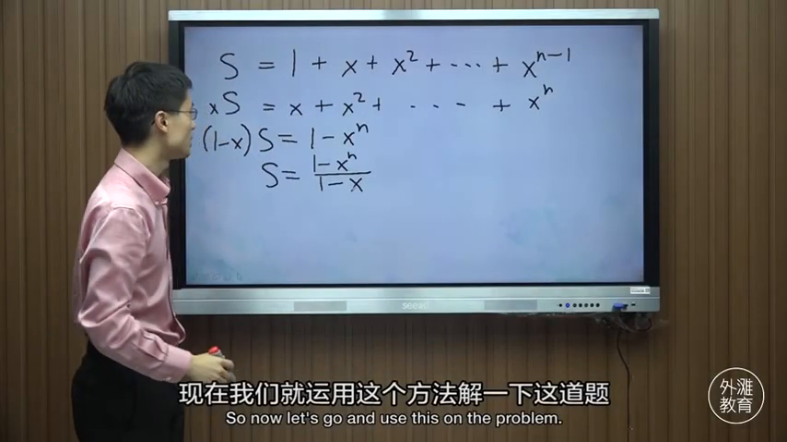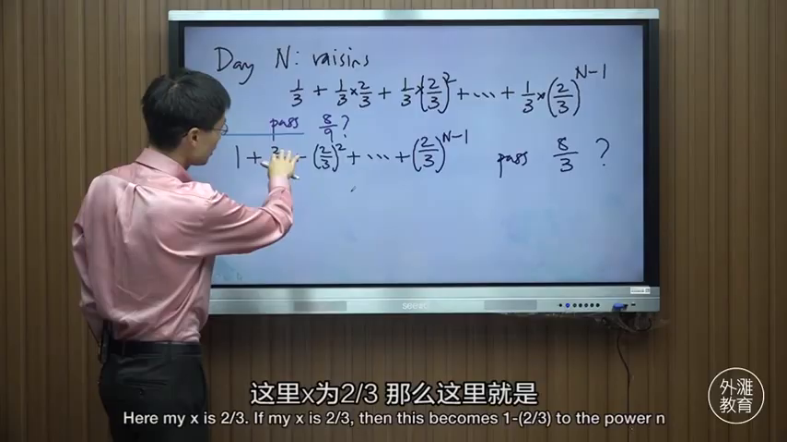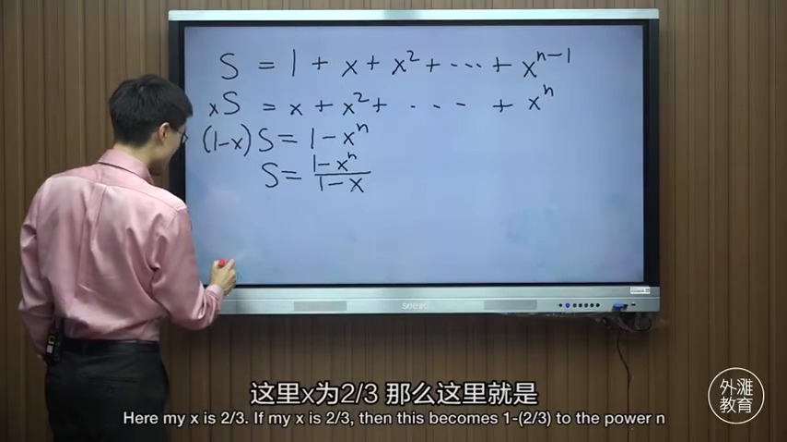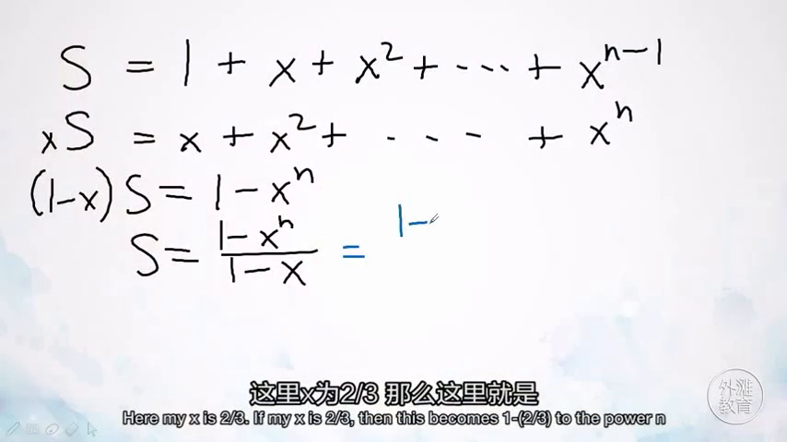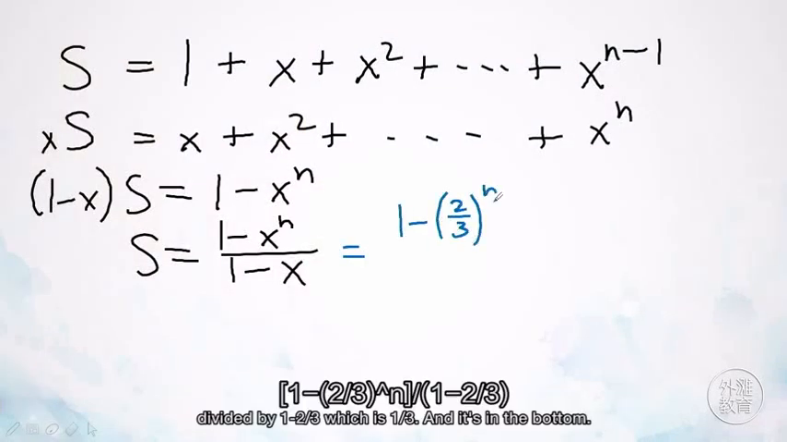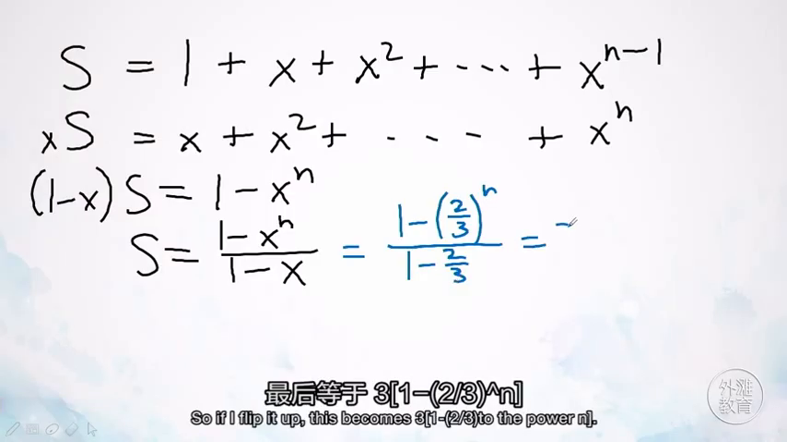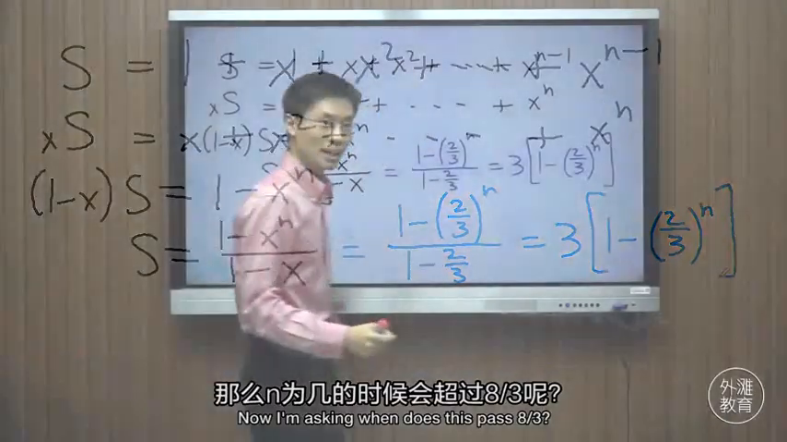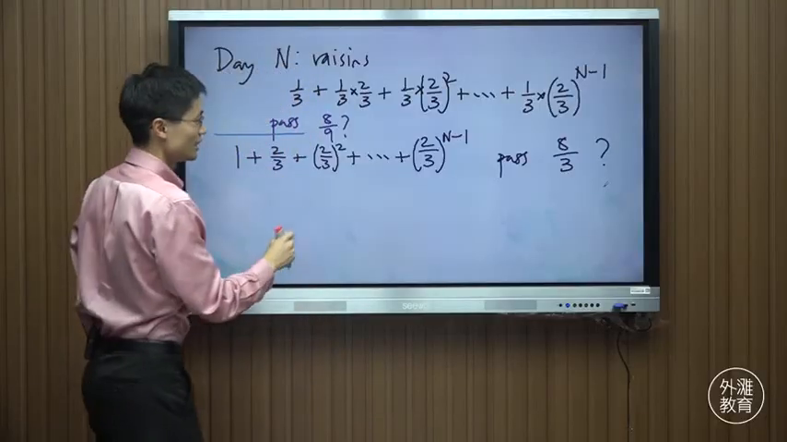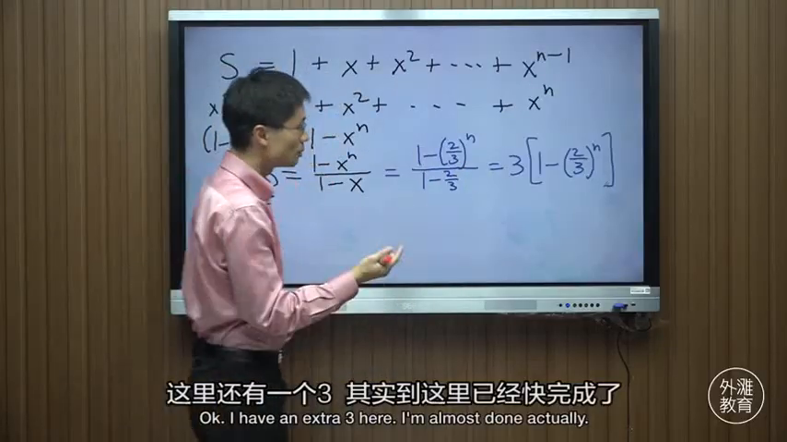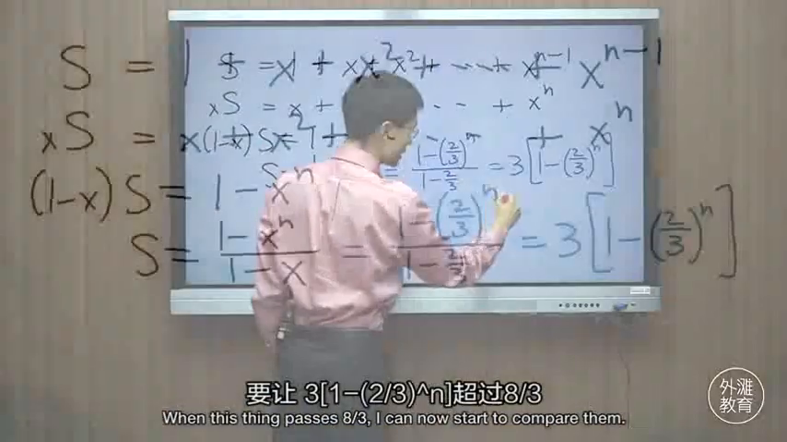So now let's go and use this on the problem. Here my x is 2/3. If my x is 2/3, then this becomes 1 minus 2/3 to the power n divided by 1 minus 2/3, which is 1/3, and it's in the bottom. So if I flip it up, this becomes 3 times 1 minus 2/3 to the power n. Now I'm asking, when does this pass 8/3? I'm almost done, actually.